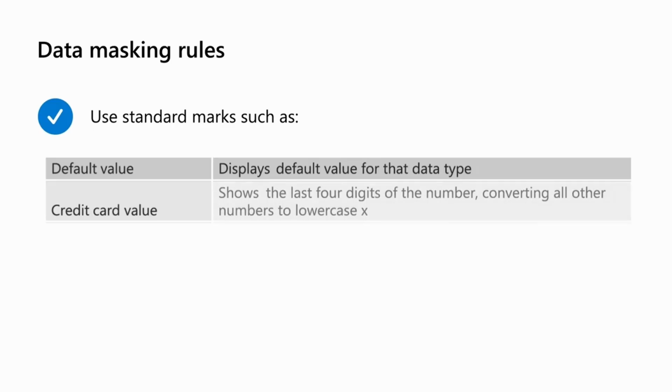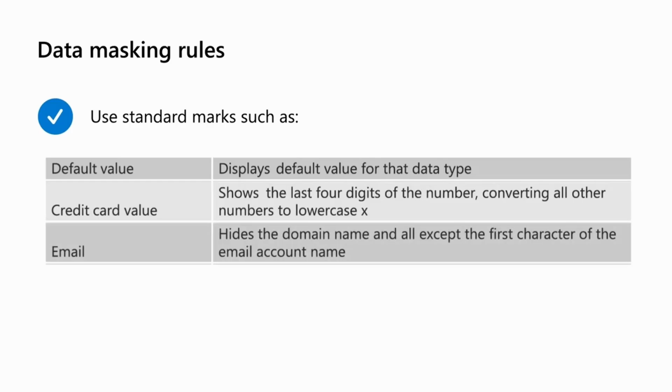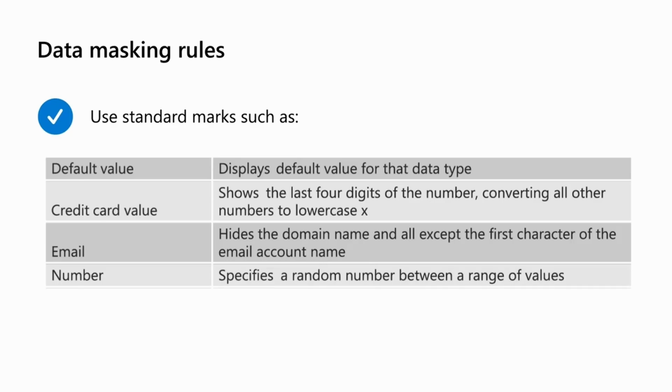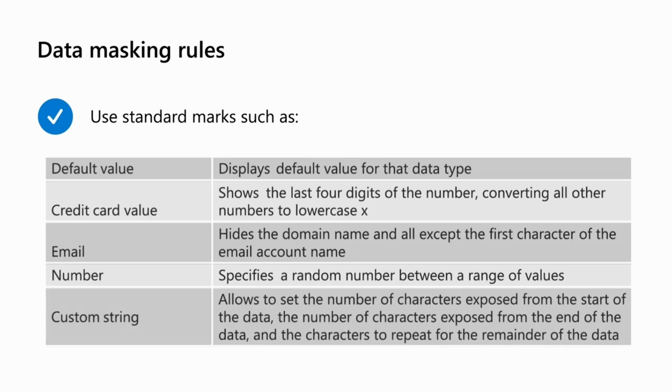Credit card value to just show the last 4 digits of the number, converting all other numbers to lowercase x. Email to hide the domain and all but the first character of the email account name. Number to specify a random number between a range of values, and custom string to set the number of characters exposed from the start of the data, the number of characters exposed from the end of the data, and the characters to repeat for the remainder of the data.